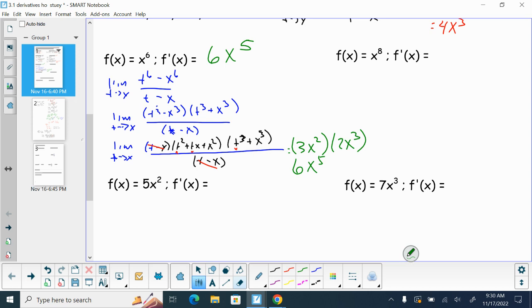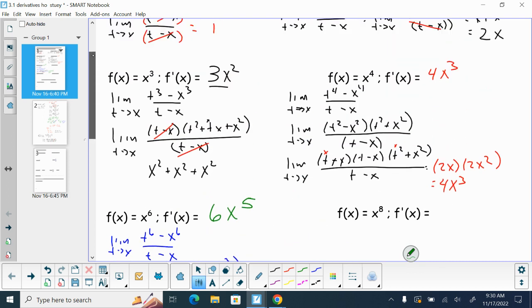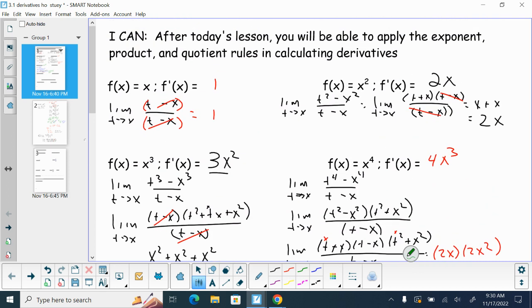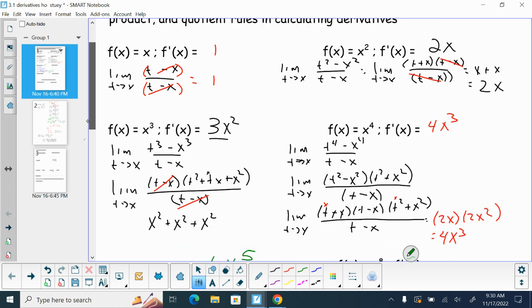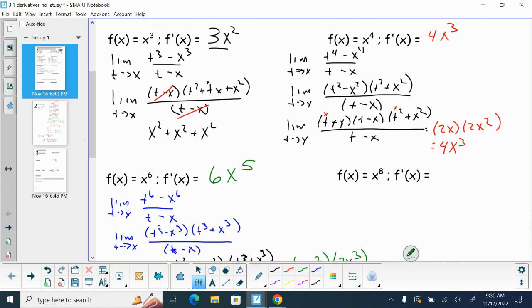Once again, the key is the results. Because as we take a look now and recap a little bit, take the derivative of x, I get 1. Derivative of x squared, I get 2x. The derivative of x cubed, I get 3x squared. The derivative of x to the fourth, I get 4x cubed. The derivative of x to the sixth, I get 6x to the fifth.